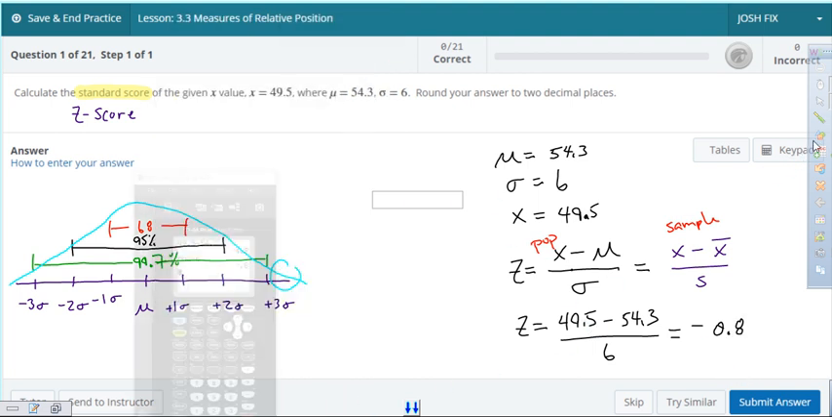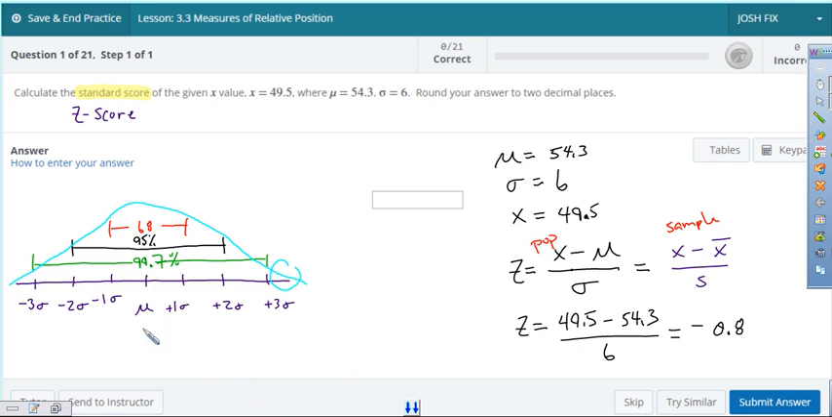If we were to place this onto our normal distribution curve, we're looking at negative 0.8. Our data value would be somewhere around right there. So think about this. The mean is 54.3. Our data value is 49.5. And so we're pretty close to the mean. The smaller the standard deviation, the smaller the z-score, the closer you are to the mean.